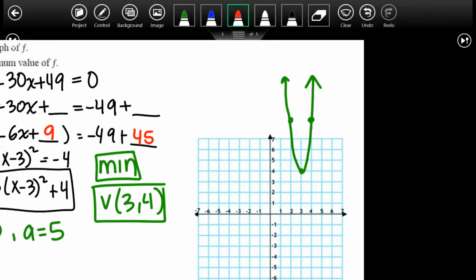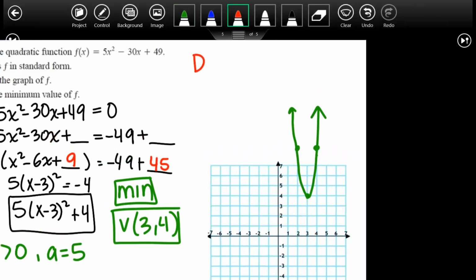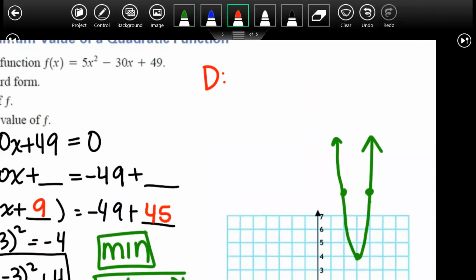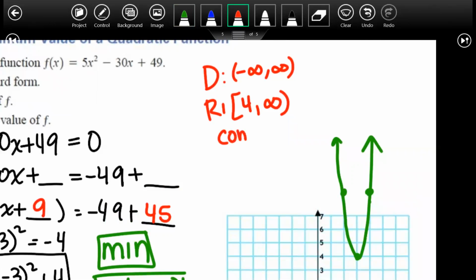Now before we kind of move on, can we discuss this? What is our domain? Just really quick for this. What is it? Good. Our range? 4, positive infinity. Continuous or discontinuous? Continuous. How do we know it's continuous? There's no jump. We could draw it from left to right without picking up our paper. Is it a function, yes or no? Yes, function. Why is it a function? Pencil test passes through every single point.